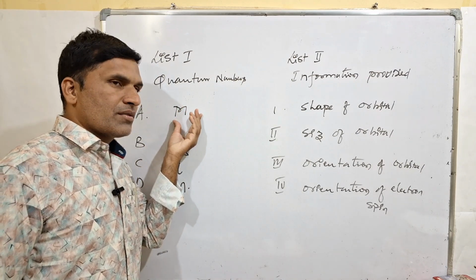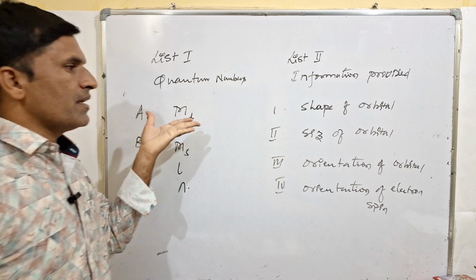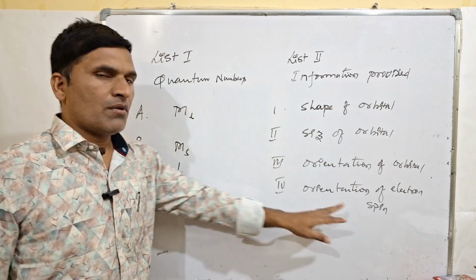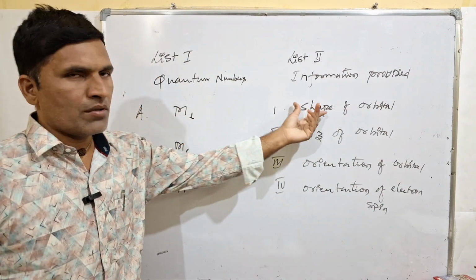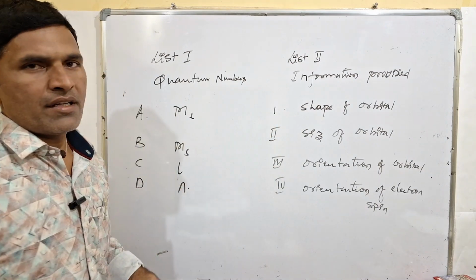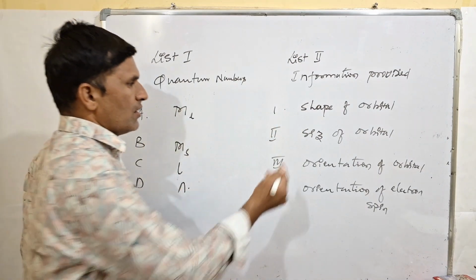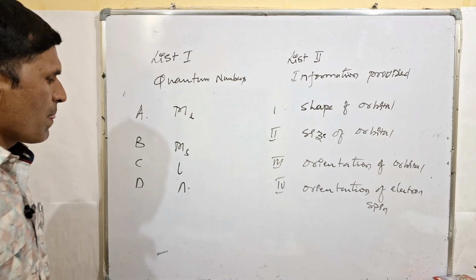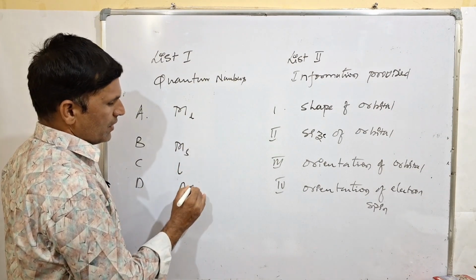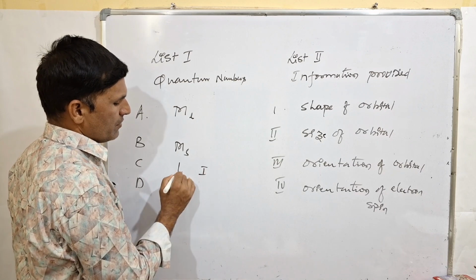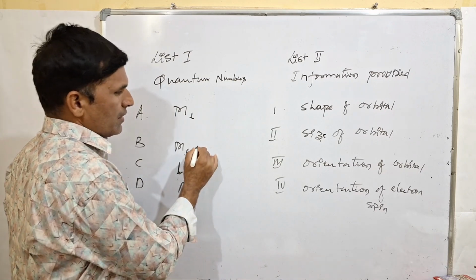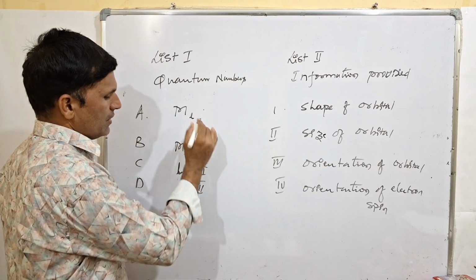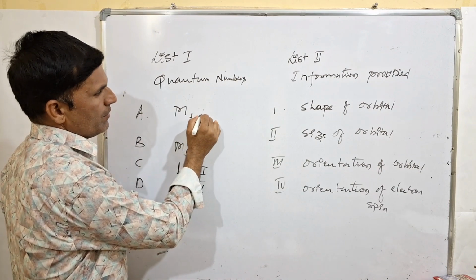You know that ml is the magnetic quantum number. It tells about the orientation of the orbital, whereas ms talks about the spin of the electrons, l talks about the shape of the orbitals, and n tells you the size of a given orbital. That number n represents the size of the orbital. So shape of the orbital, that is 1, matches with the azimuthal quantum number, and ms with 4, and size of the orbital, that is 2 here, and ml is 3.